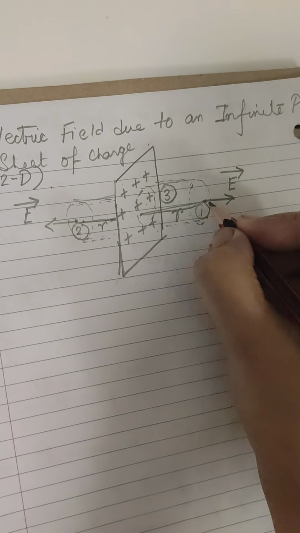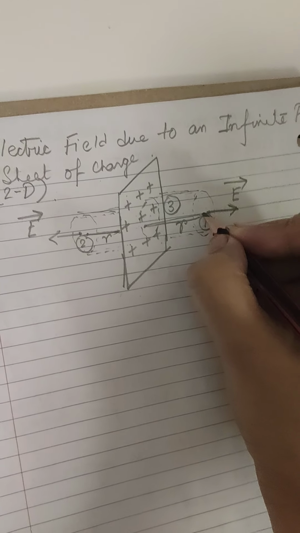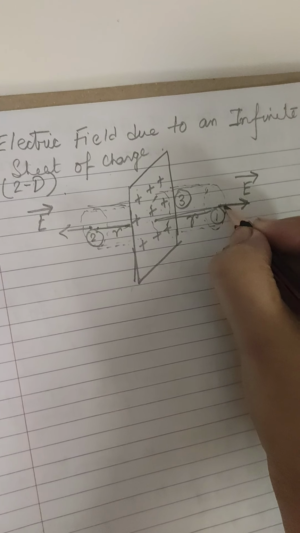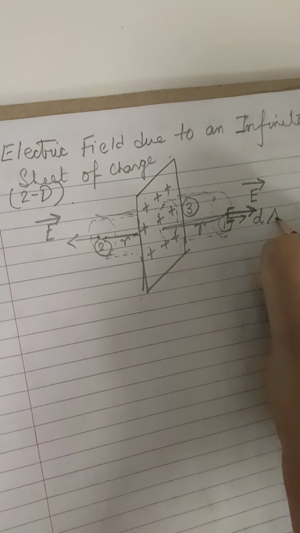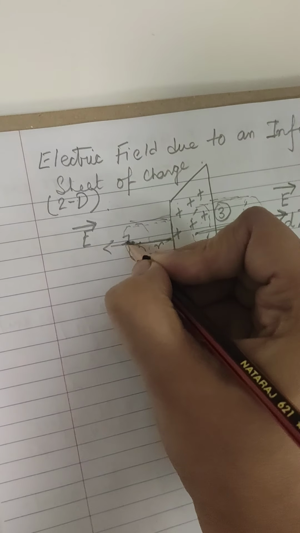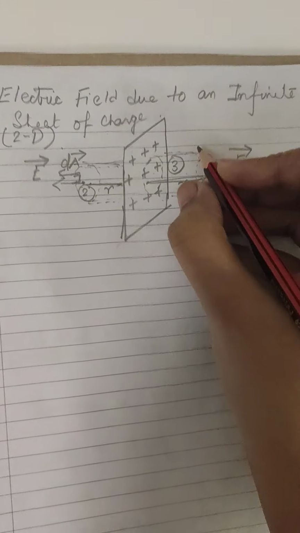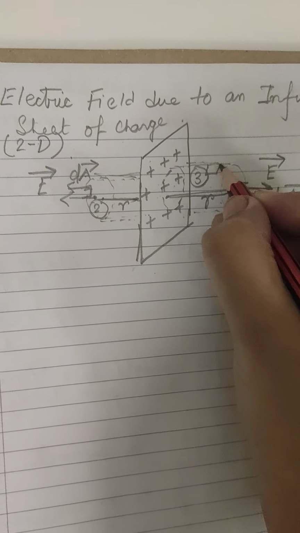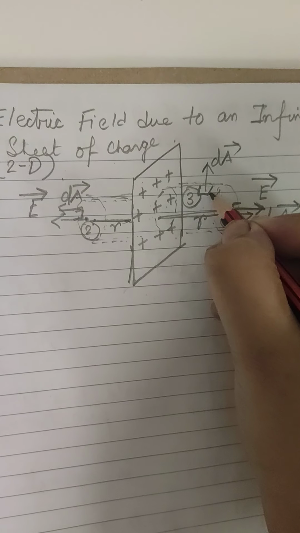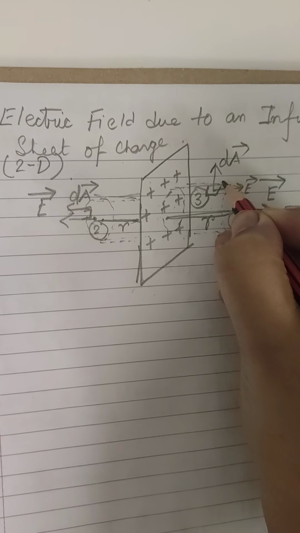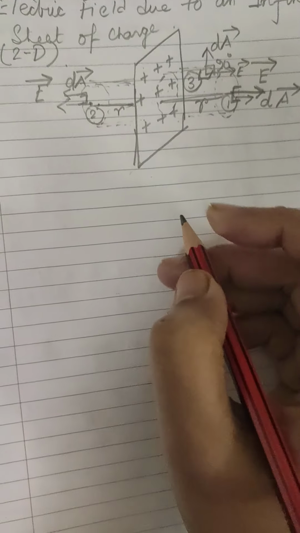The electric field intensity for the plane surface is perpendicular to the plane, or in the direction of the area vector. If I take a small element dA over here on the plane surface, then dA and E are in the same direction. If I take a small element dA over here, then dA and E are in the same direction. For the curved surface, the case is different. For the curved surface, you can see dA is in this direction and E is in this direction. The angle between them is 90 degrees.